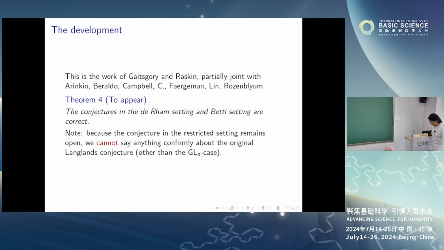Okay, now I want to mention the development in the title, which is the joint work of Gaitsgory and Raskin, and joint work with Arinkin, Beraldo, Campbell, Chen, Faergeman, Kevin Lin, Rozenblyum, and me. The proof will be contained in a series of five papers, and four of them are already on the website now. It says that the conjecture in the de Rham setting and Betti setting are true. So we proved it for general reductive G. But we say nothing about the restricted setting in the L-S case. Therefore, we can say nothing new about the original Langlands conjecture, except in the general case.